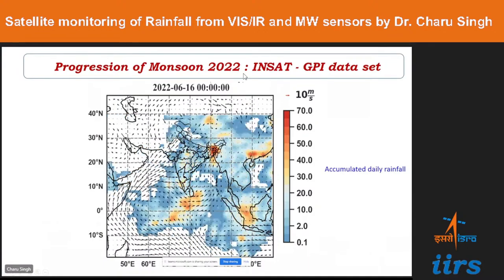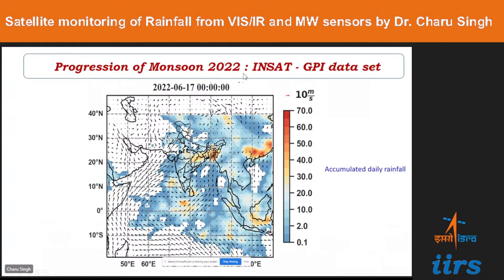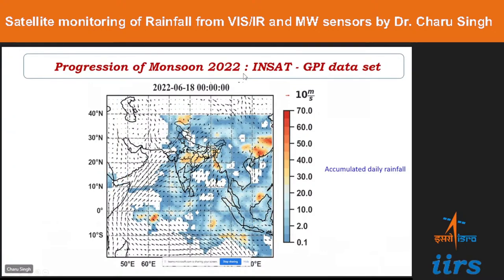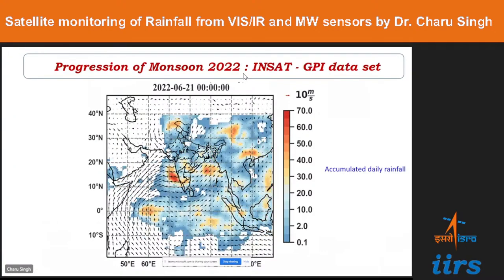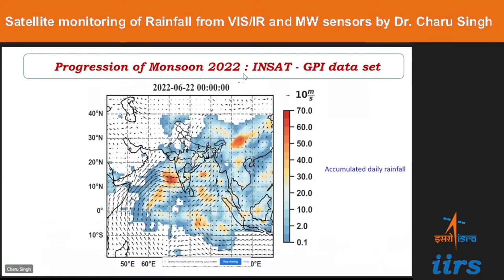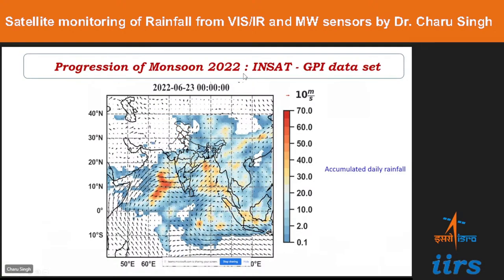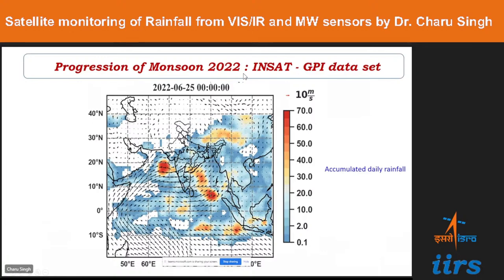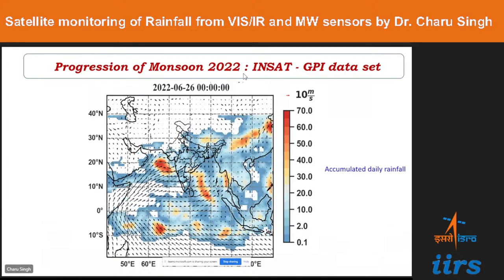So these images are available till the end of June in this particular presentation. So here you can see how the monsoon is progressing across the Indian subcontinent for this particular year 2022.